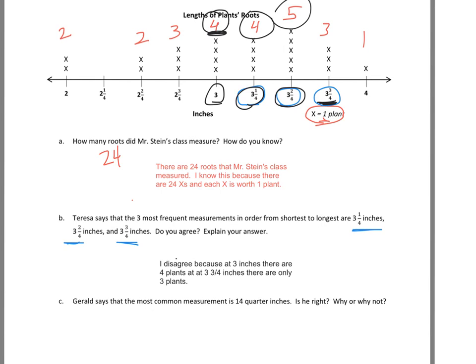Now, for part C, Gerald says that the most common measurement is 14 1/4 inches. Is he right? Why or why not? So, what you'll want to do is you'll want to go through and you're going to want to put in 1/4 inches all across this line. And I know at one hole, that's 4 1/4. And then 2 holes would be 8 1/4 because it's 2 of these 4 1/4.